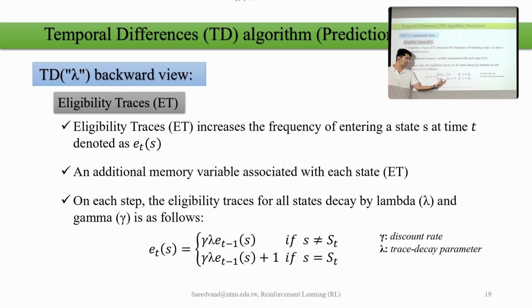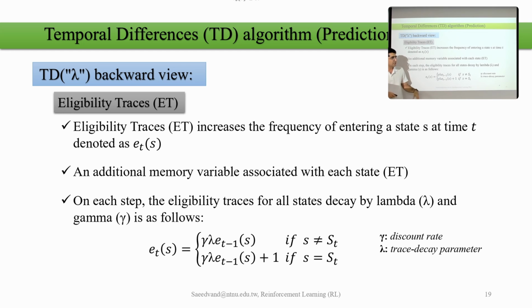So the eligibility trace of the state, and actually the previous one before the update, times lambda times gamma indicates how much it is eligible to update, and this will be the weight of the update of the value. We will see how this is happening. So the discount factor you already know. We discussed it, the same topic.